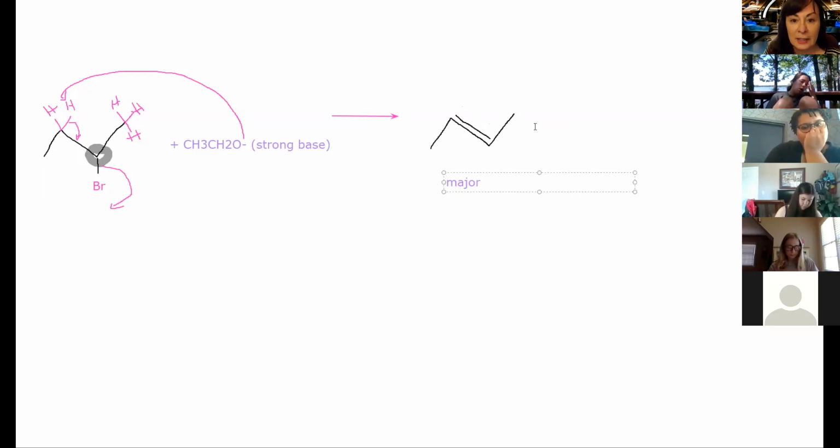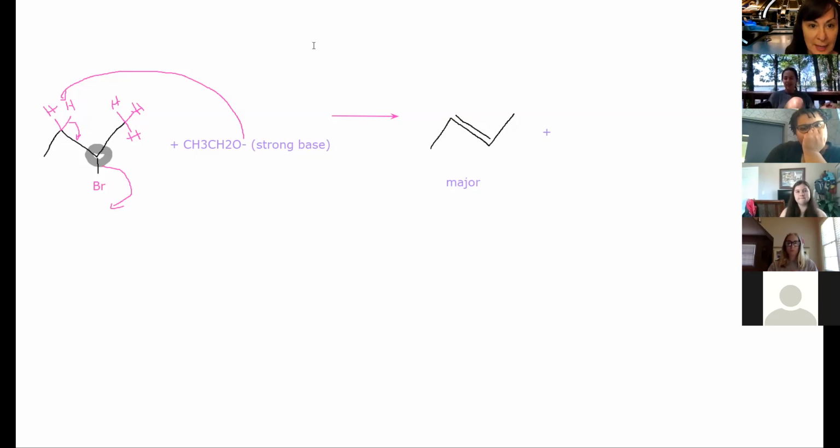Now, there's another product of that reaction, and that other product is what we would call the minor product. So let's see what the minor product would look like. The minor product is the one that gets formed on the other side. So I'm gonna take a different color, because I can, and I have lots of colors. I'm gonna do the other one in blue, okay?